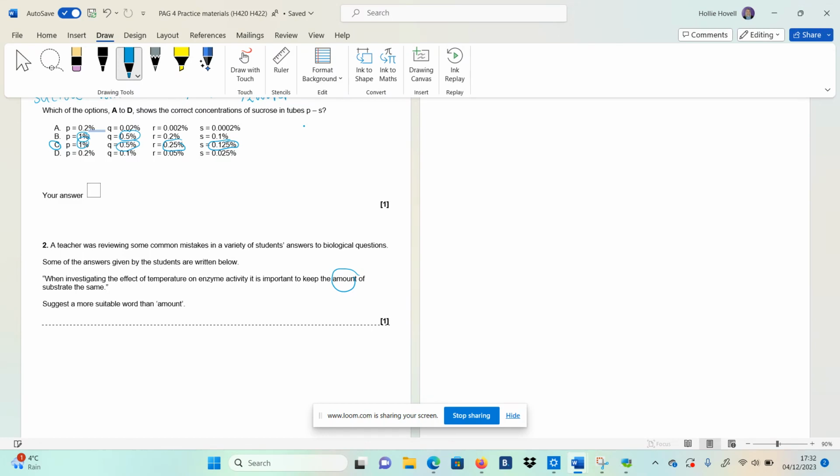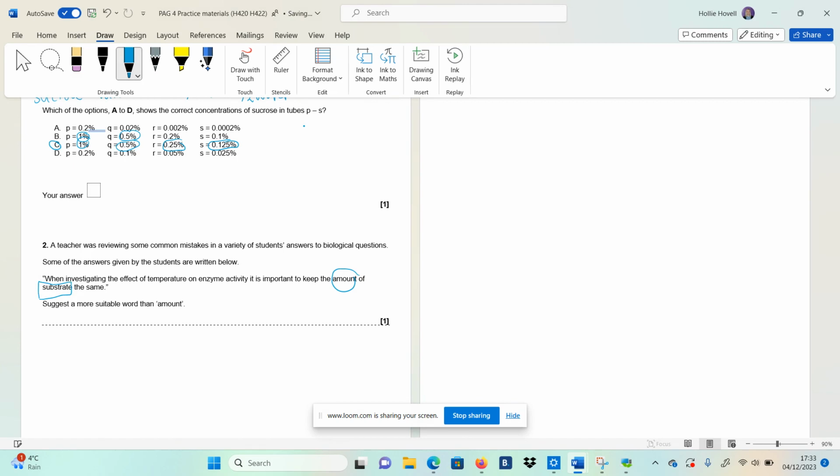It's really important because if they're asking you to answer a question and you use the word amount, if you wrote that as an answer, they probably wouldn't give you the mark. So it's nice that they're teaching you that amount is not a suitable word to use in biology. We do not use the word amount. So in this case here, we were adding substrate. We're talking about the amount of substrate. So how do we describe the amount of substrate?